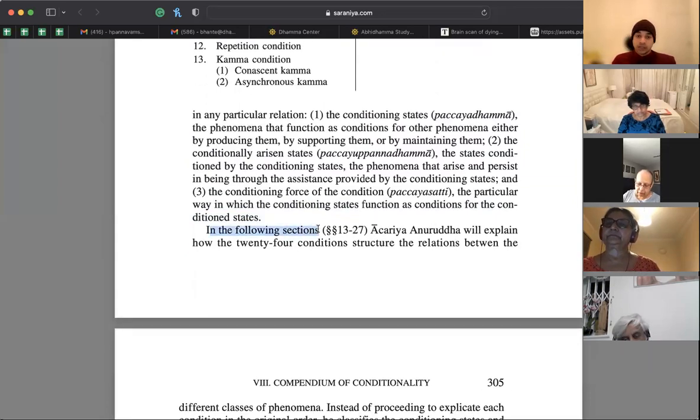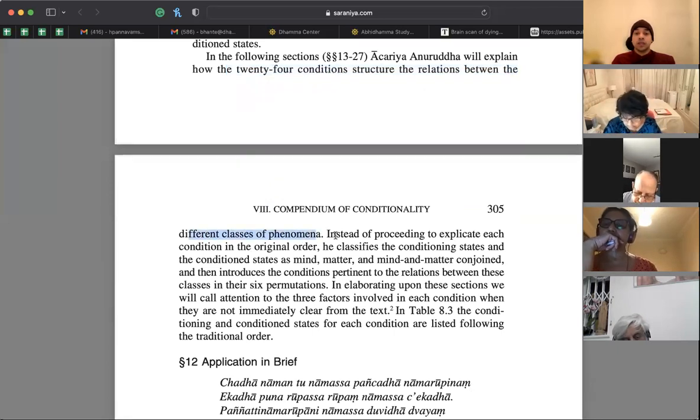In the following sections, Acariya Anuruddha will explain how the 24 conditions structure the relations between the different classes of phenomena. Instead of proceeding to explicate each condition in their original order, he classifies the conditioning states and the conditioned states as mind, matter, and mind and matter conjoint, and then introduces the conditions pertinent to the relations between these classes in their six permutations. In elaborating upon these sections, we will call attention to the three factors involved in each condition when they're not immediately clear from the text.